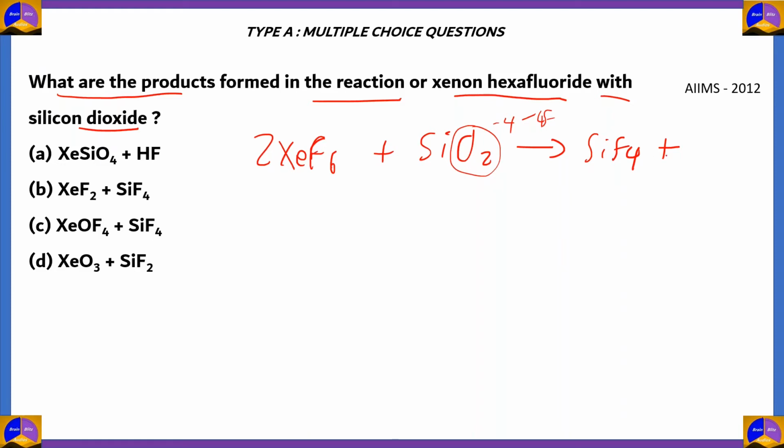And then the remaining, we have 2Xe. And then we have O2 as well, F2 as well. And we have 2 oxygen. So it becomes 2XeOF4. So the right answer is option C, XeOF4 plus SiF4. So over here, the xenon gets oxidized because oxygen is removed from silicon and it is added to xenon. So silicon dioxide gets reduced and xenon hexafluoride gets oxidized. So option C is the right option.